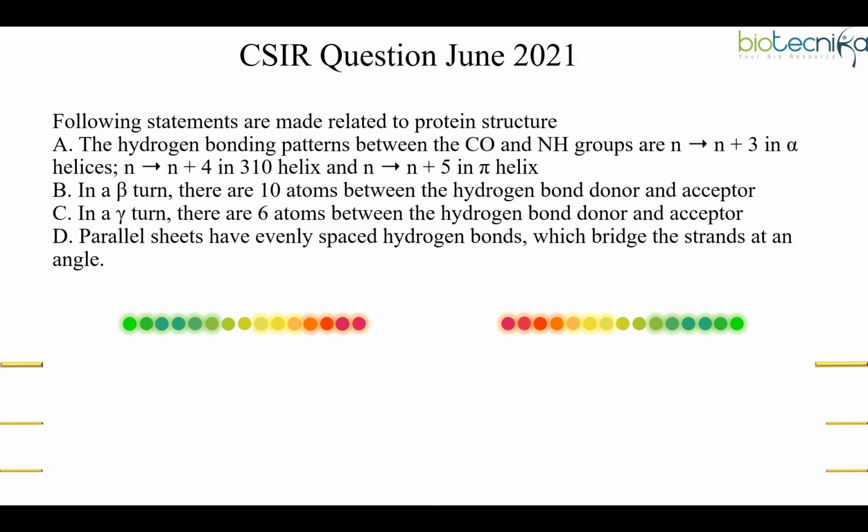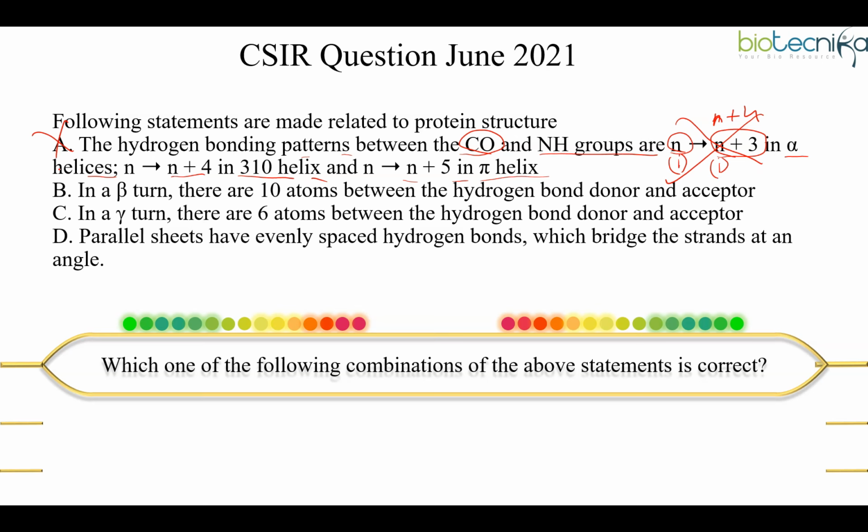This is a true or false statement. Following statements are made related to protein structure. The first one says the hydrogen bonding pattern between the CO and the NH groups is N to N plus 3 in alpha helix, N to N plus 4 in 3-10 helix, and N to N plus 5 in pi helix. Now this is right away wrong, because just now we discussed that in alpha helix we have N to N plus 4. If you are getting confused, instead of I we can write N also. So this is another notation for writing the number of the residue, whatever it is, I to I plus 4. So A is wrong, right? Here you have to get a combination of statements.